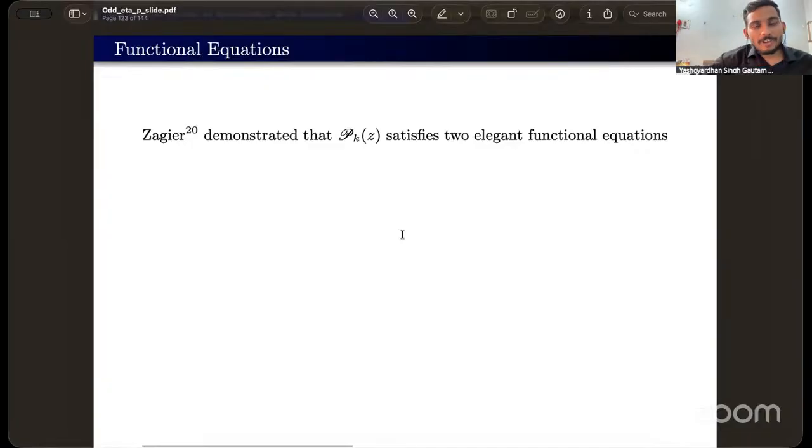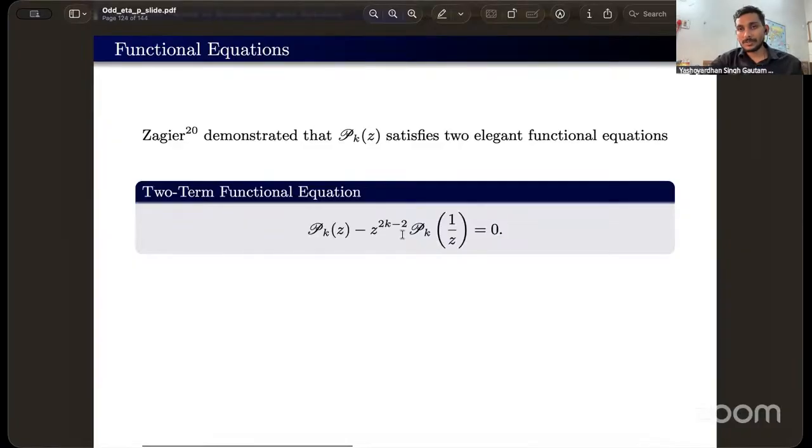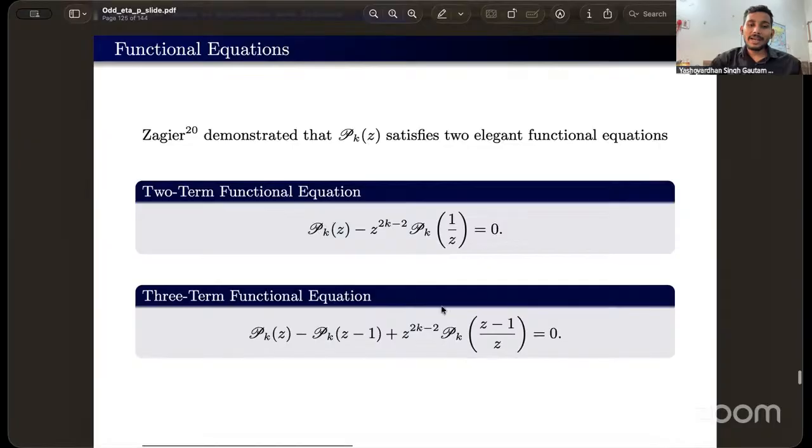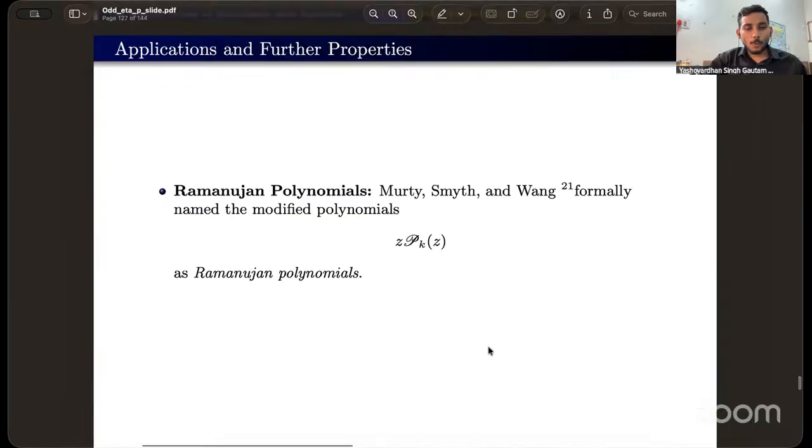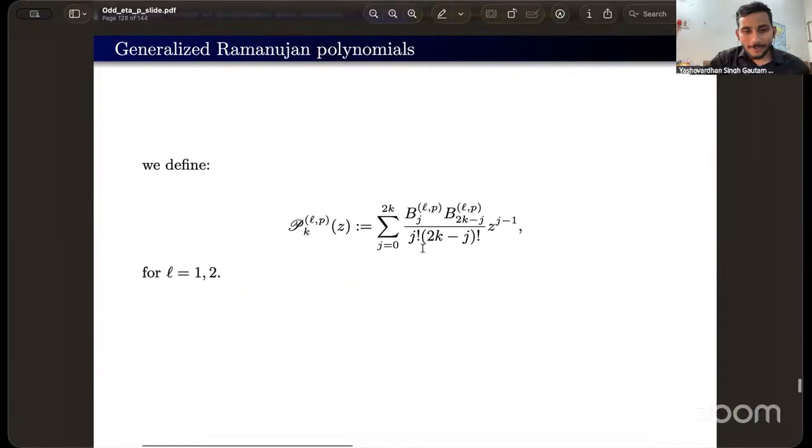Zagier gave two very nice functional equations for these rational functions. First, he showed that it satisfies a two-term functional equation. Then he also proved a three-term functional equation, p_k of z minus p_k of z minus 1 plus something equals 0. One more point of study for mathematicians is that these authors considered p_k of z as a polynomial, called it the Ramanujan polynomial, and studied its zeros and behavior in the complex plane. Now we are also willing to study what kind of functional equation we could have for our p settings.